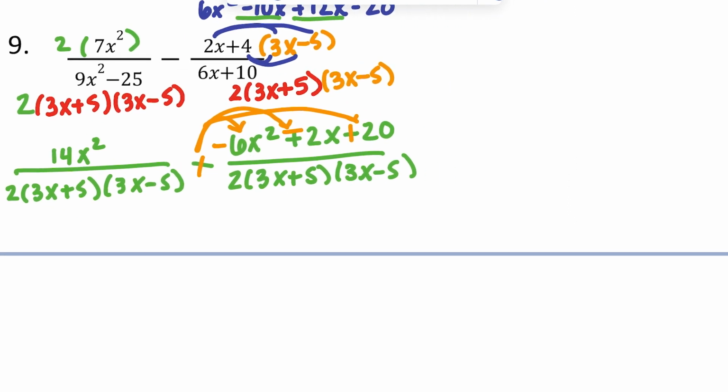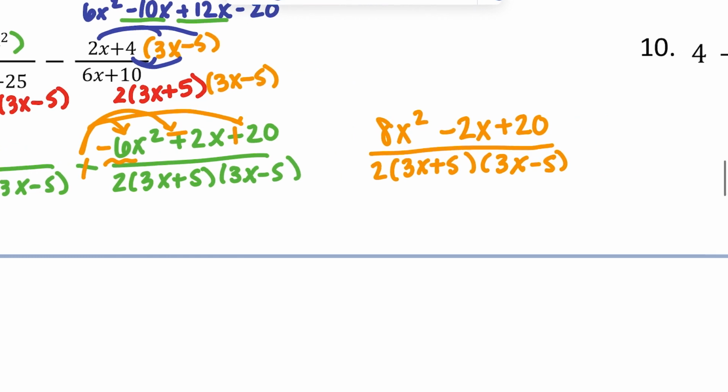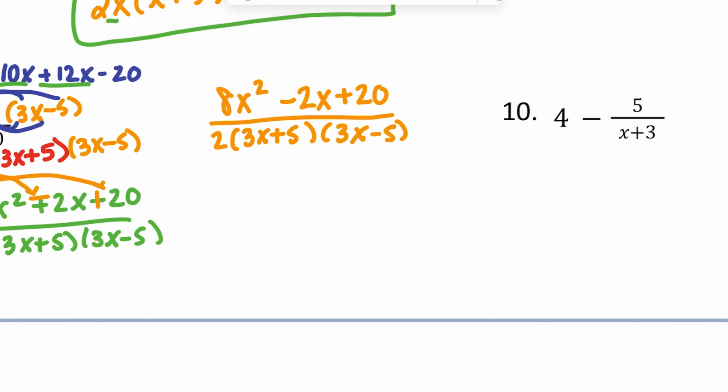So we're going to add the numerators and put it over the common denominator. 14x squared minus 6x squared is 8x squared. Then we have minus 2x and then plus 20. In the denominator, we have 2 times 3x plus 5 times 3x minus 5. All right, now that we have combined our fractions, I'm going to move it up here real quick so I have some more space.